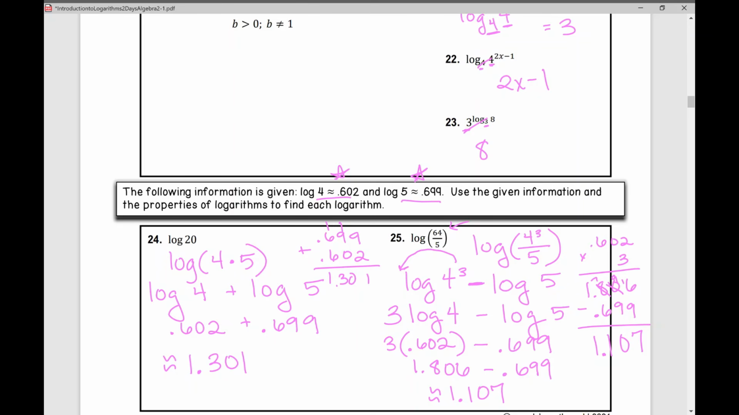And that concludes your very long notes over day 1 for your introduction to logarithms. I hope it was helpful in helping you understand this very new concept and what everything means. So good luck.